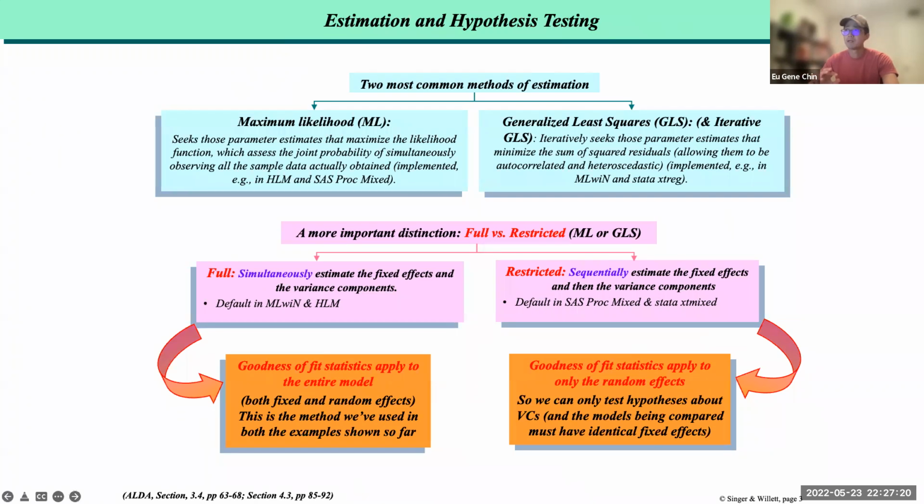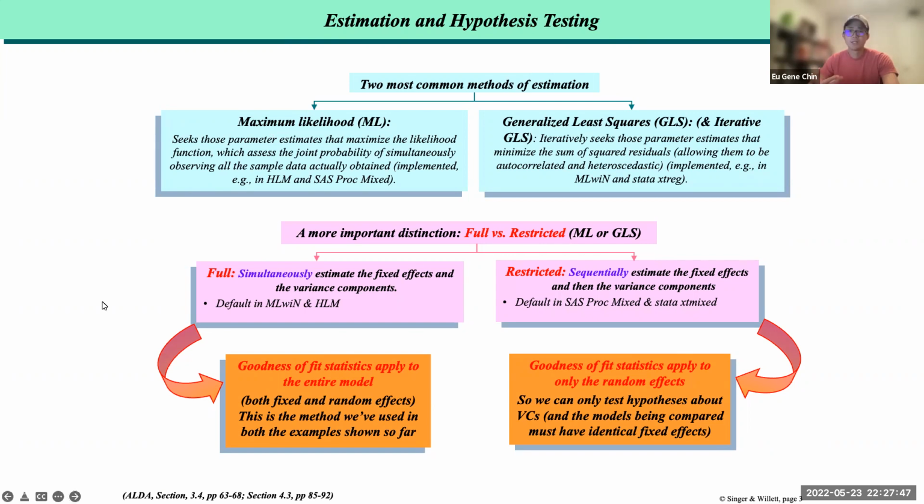Maximum likelihood, on the other hand, is going to seek those parameter estimates that maximize the likelihood function, which assesses the joint probability of simultaneously observing all the sample data that is actually obtained. Now, there are actually two types of maximum likelihood estimates. There's the full, and then there's the restricted maximum likelihood. So either FML or RML.